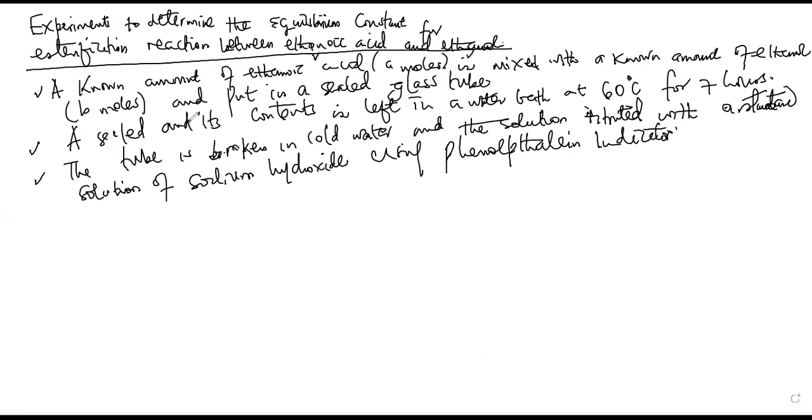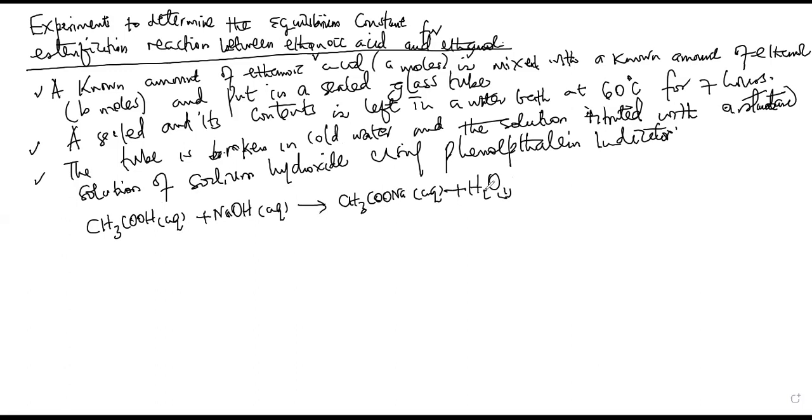Now, in this case, after breaking the tube, we titrate the resultant solution with sodium hydroxide. It means that the acid, the ethanoic acid, is the one that will react with an alkali to form a salt and water, that is sodium ethanoate and water. So we shall say ethanoic acid reacts with sodium hydroxide to form sodium ethanoate and water.